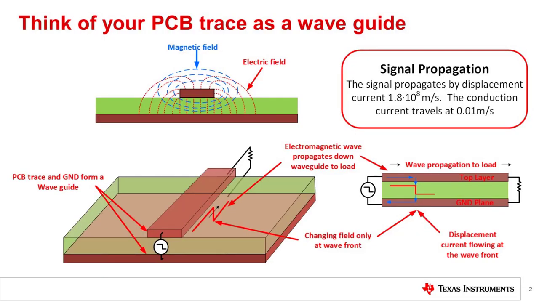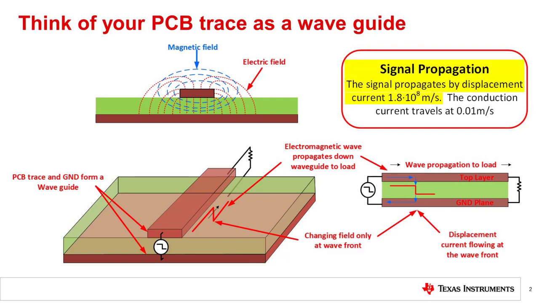This slide shows how a voltage step propagates down a PCB trace. In this example, we show a trace separated from a ground return plane by PC board dielectric material. As the signal propagates down the trace, a changing electric and magnetic field follow the wavefront.